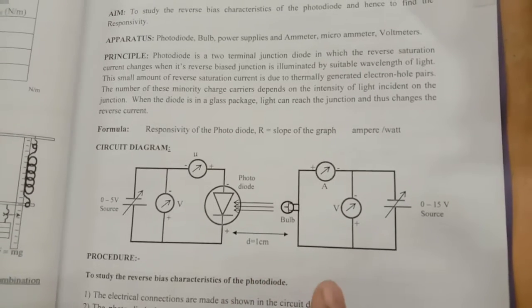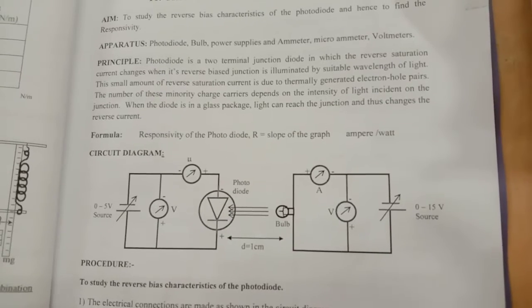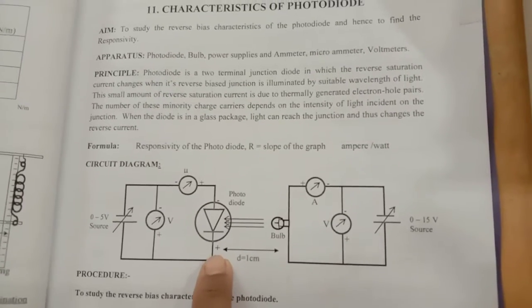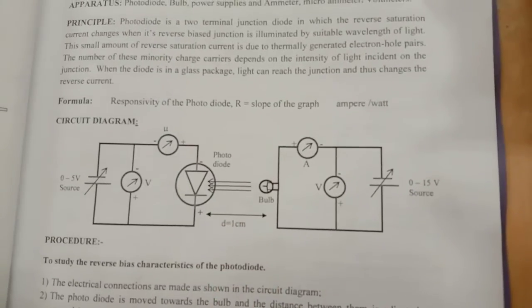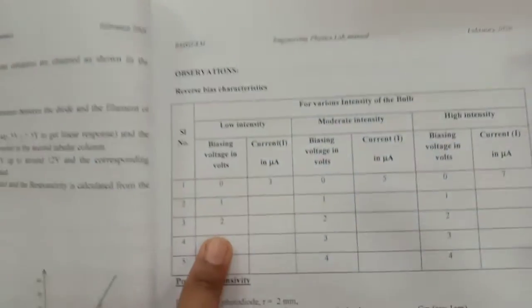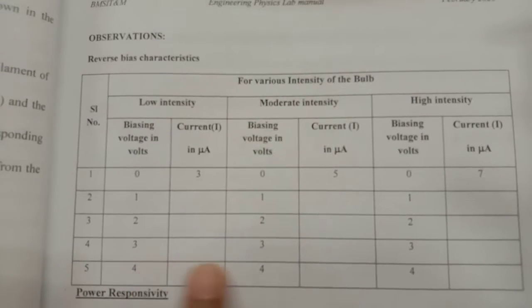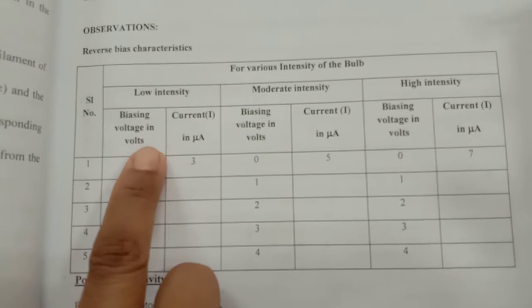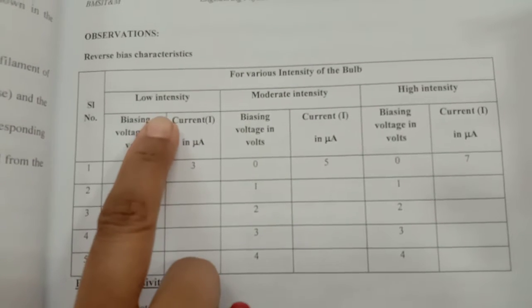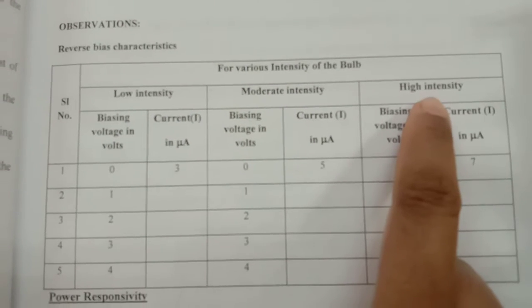Once the electrical connections are made, we maintain a distance between the two filaments, that is the filament of the photodiode and the bulb, of 1 centimeter to perform the experiment. And you can look at the tabular columns here. This is to study the reverse bias characteristics of a given photodiode. Here you can understand that we are studying these characteristics for 3 different intensities: firstly for low intensity of the bulb, secondly moderate intensity of the bulb, and finally for high intensity.